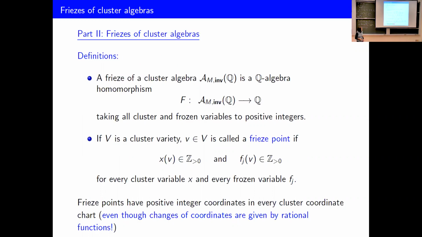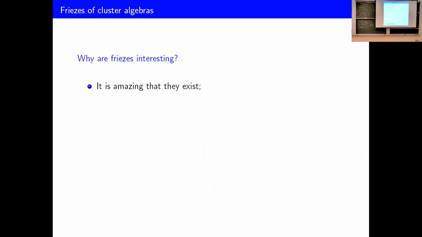So does every frieze point give you a frieze? Yes, these are equivalent definitions. One is algebraic and this is more geometric, and it's easier for us to think in terms of coordinates: in every coordinate chart, the coordinates must be positive integers. So you can see why it's interesting, at least why they even exist. From the way that I present it, it's not clear that they exist, because of the coordinates being positive integers in every coordinate chart.